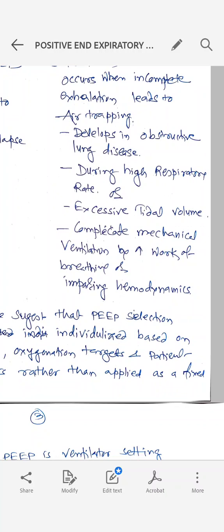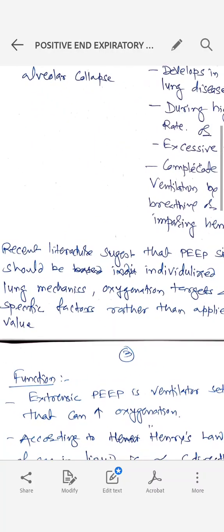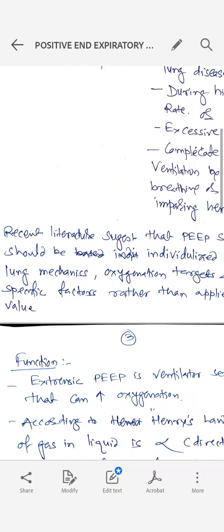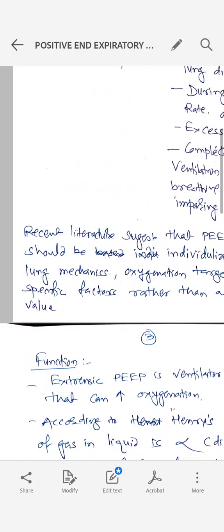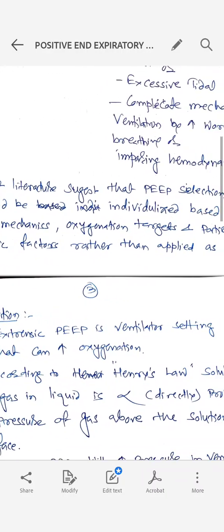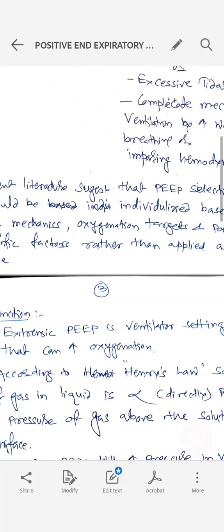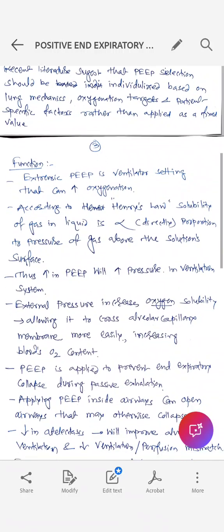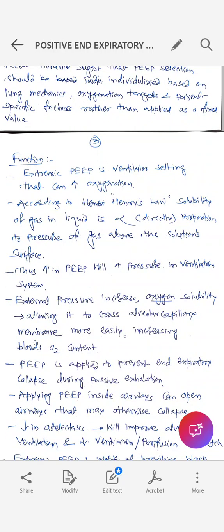It develops in obstructive lung disease. Auto-PEEP also develops during high respiratory rate or with excessive tidal volume. It complicates mechanical ventilation by increasing work of breathing and impairing hemodynamics. Recent literature suggests that PEEP selection should be individualized based on lung mechanics, oxygenation targets, and patient-specific factors rather than applied as a fixed value.